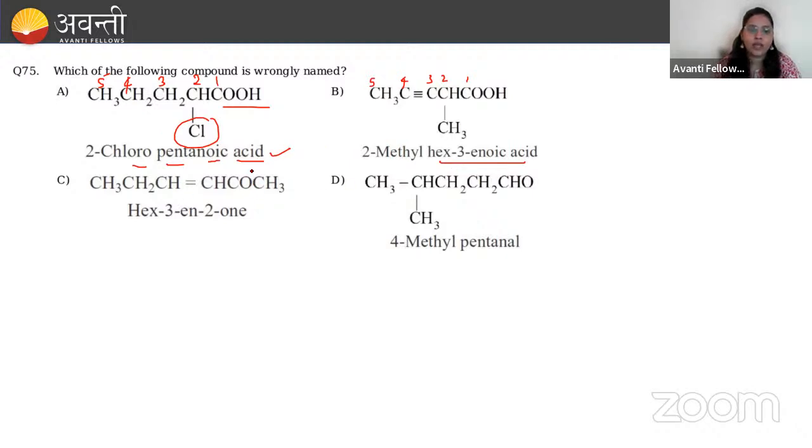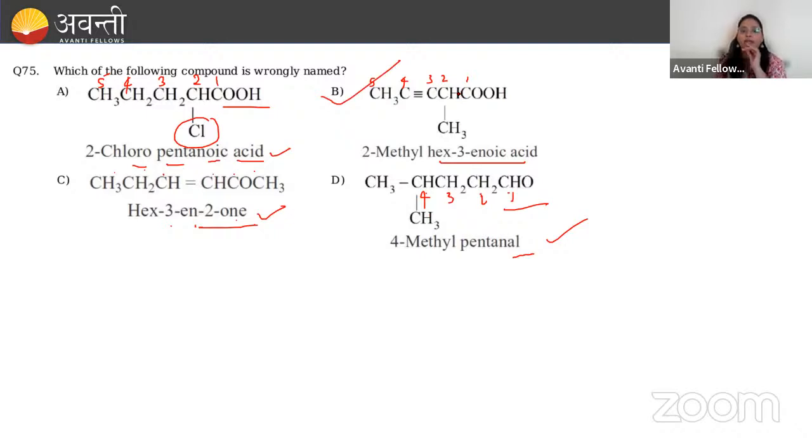यहाँ पे क्या दिया हुआ है? 1, 2, 3, 4, 5, 6. So hexane 3-yne and 2, 1. So this is correct answer. Correctly matched. Okay. Next is 1, 2, 3, 4. So 4-methyl pentanol. Yeah. It contains aldehyde. It is also correct. So our option B is correct answer.